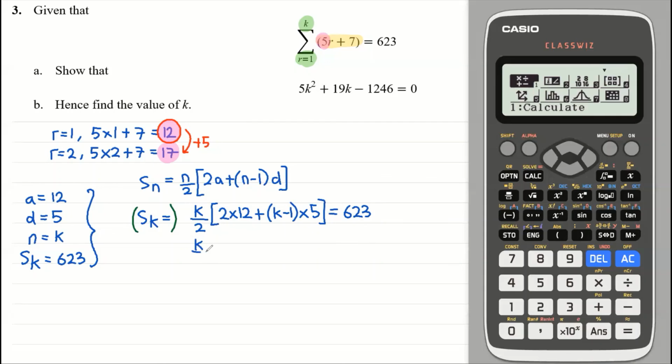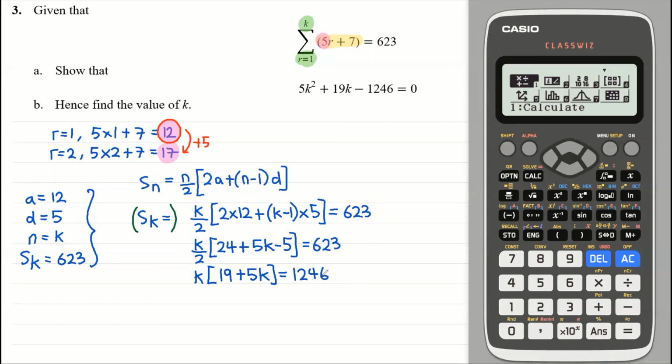k over 2. Okay, and that's going to be 24 added to k minus 1 multiplied by 5, so 5k subtract 5, close your brackets, equal to 623. Okay, I'm going to multiply by 2 and just do a little bit more tidying up inside the square brackets. So we're going to have k, and then with 24 subtract 5, that's obviously 19, added to 5k, and I'm going to have to double both sides, so I've got to double 623, which is, of course, 1246.